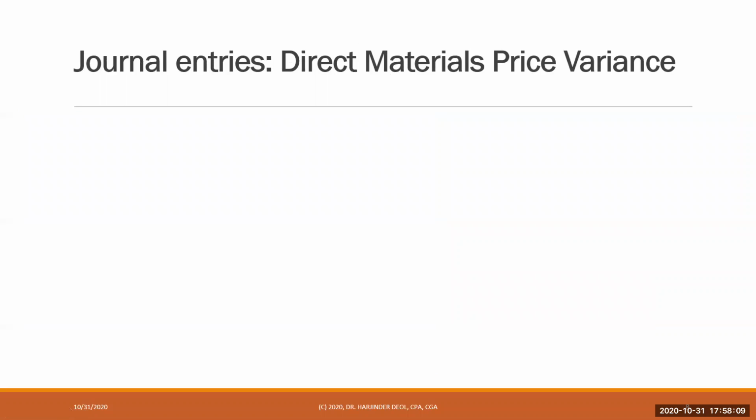Recording the journal entries for the materials variances. The first one is for the materials price variance. So you want to debit raw materials at actual quantity purchased multiplied by the standard price per unit of raw materials.